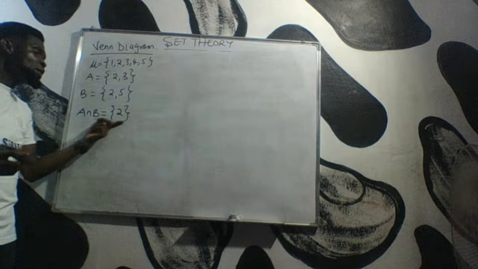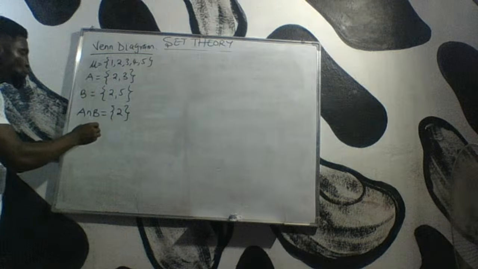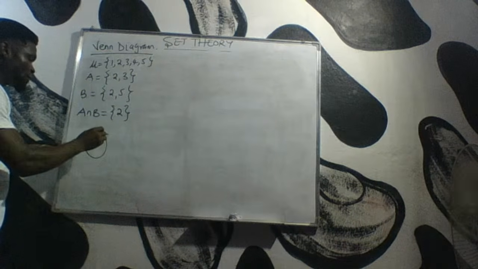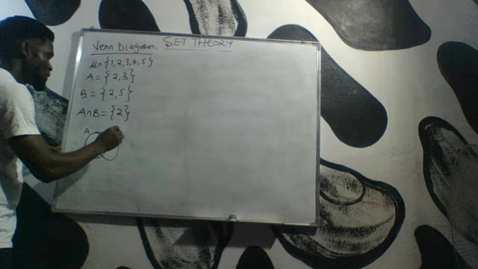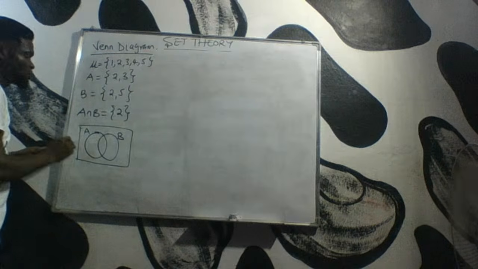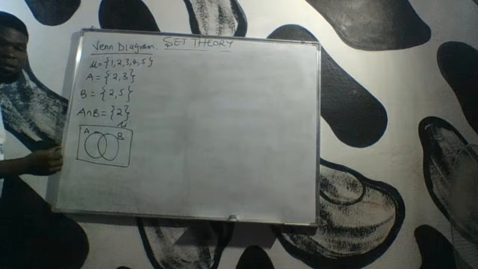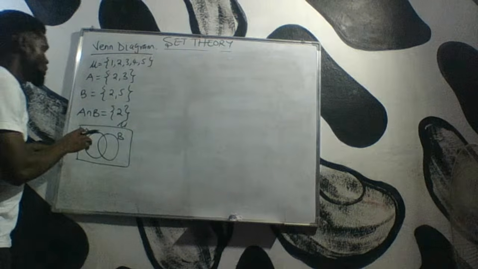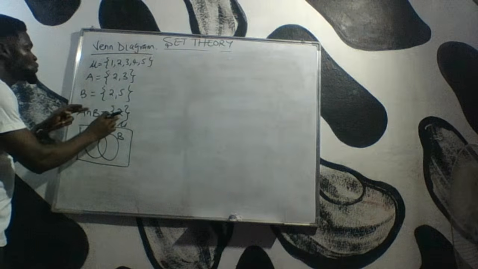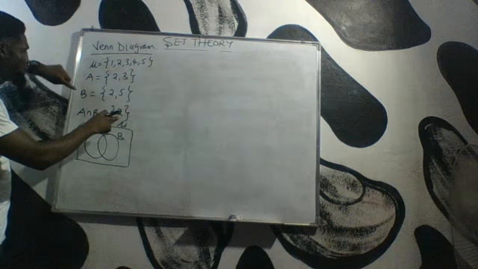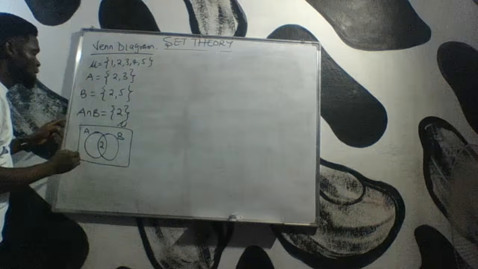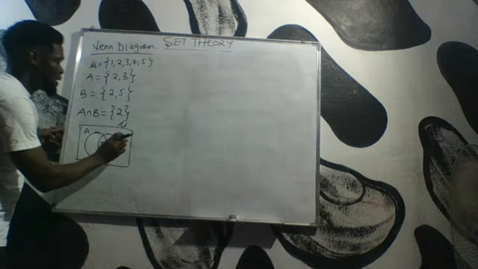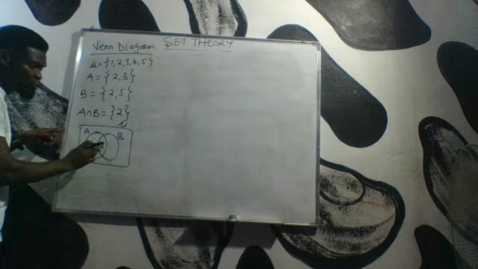If I want to put this in a Venn diagram, I'm going to have this. This is set A, this is set B, and that's the universal set. Now, we say that 2 is the element that is common to both set A and set B. So that 2 will be here because it is common to both set A and set B. That's the intersection, which is here.